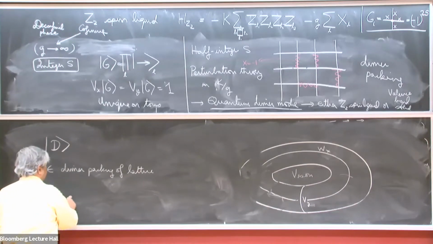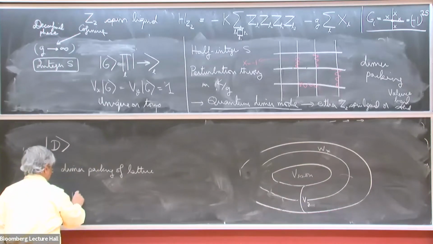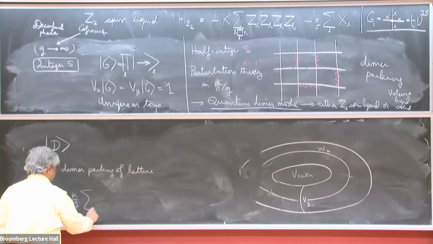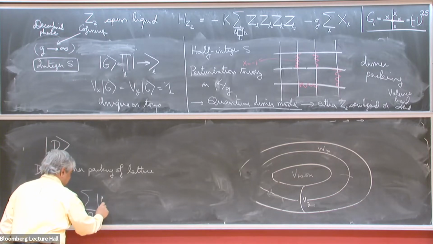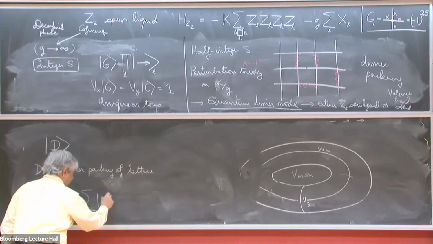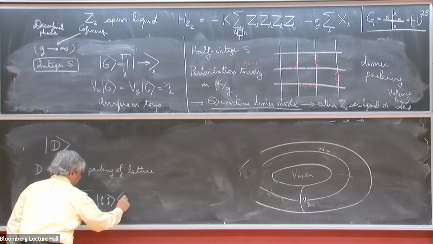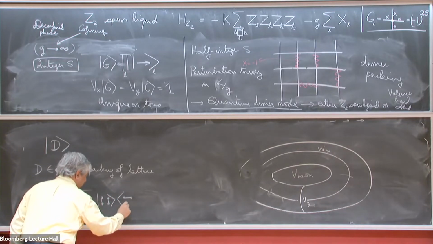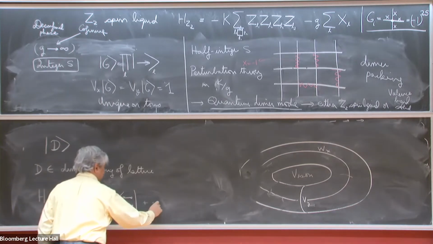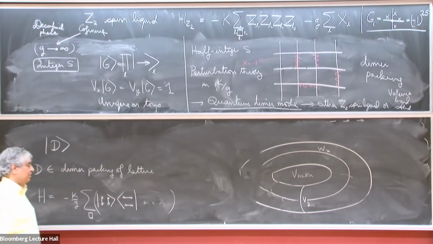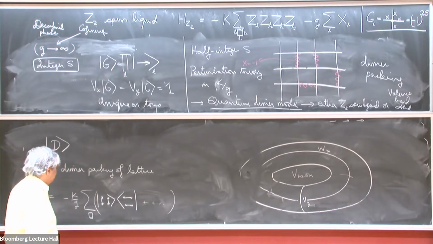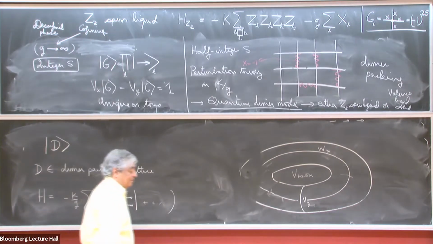The interesting term, which will appear from a K over G type correction, will be a term like this. It will be a sum over plaquettes. And what it'll do is it'll take two dimers that are this way and flip them to the other way. In fact, that's the main term that appears at first order. So here's our Hamiltonian now.